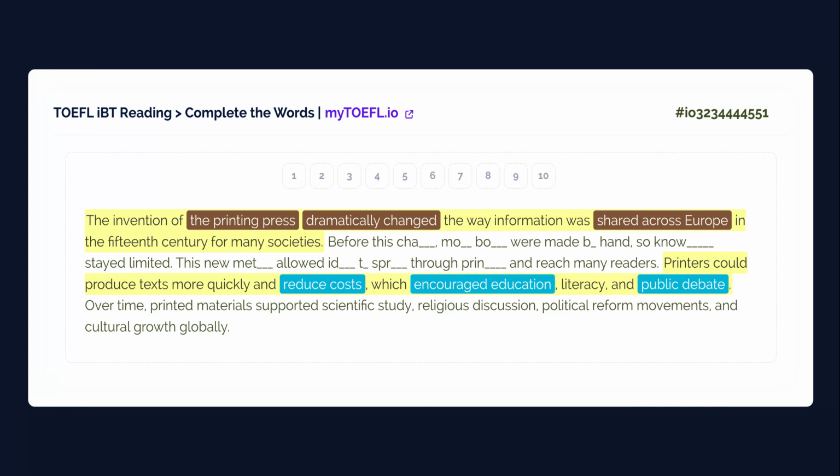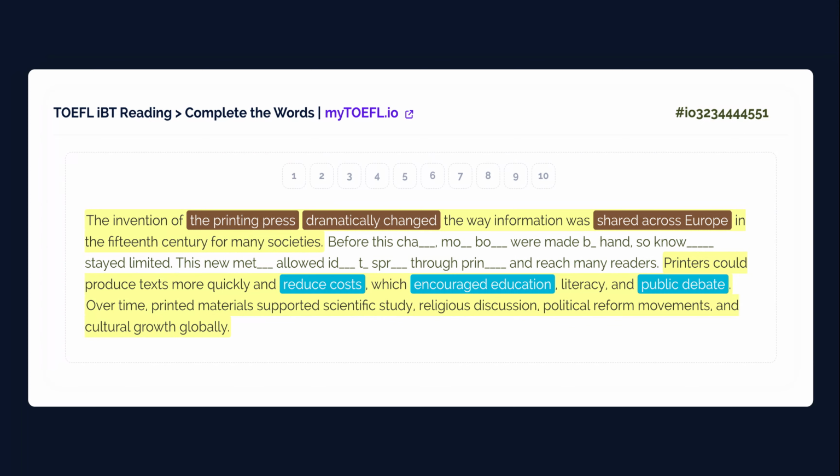Finally, we reach the concluding sentence. This sentence summarizes the long-term global impact of the printing press. It's the finishing touch that helps us confirm we have understood the passage correctly before we go back to solve the missing letter challenges. Over time, printed materials supported scientific study, religious discussion, political reform movements, and cultural growth globally.